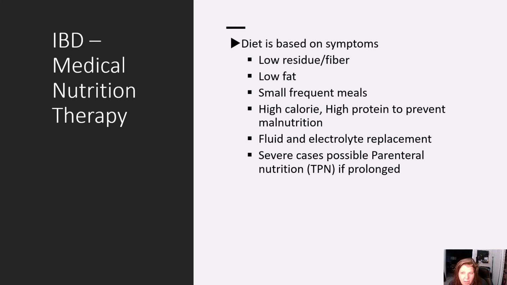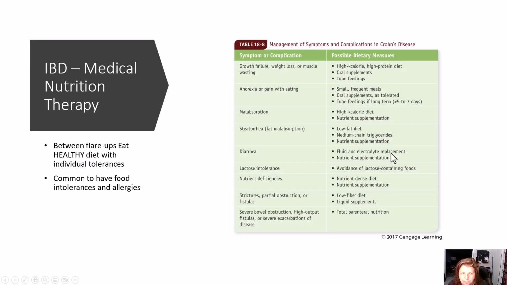Fluid and electrolyte balance replacement with diarrhea. Keep in mind that in this population, the diarrhea can be really severe. I'm talking 15 to 20 stools a day with blood and mucus in it. So it can get really, really bad. If it becomes such a bad case where the symptoms last for a long-term time period, then we may have to do parenteral nutrition, and it would have to be TPN because of the high risk of malnutrition.